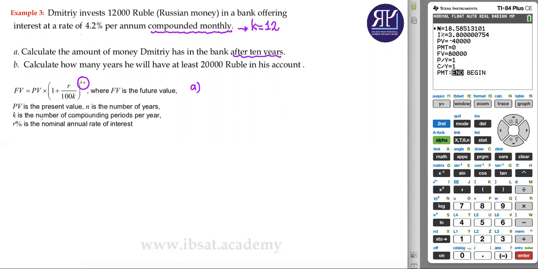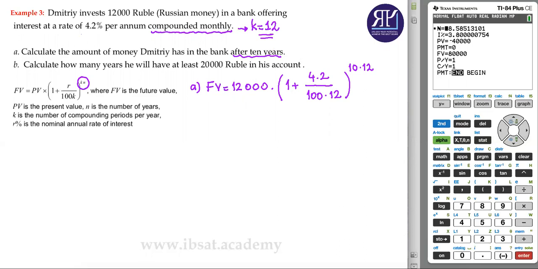Let us replace the formula here. We will find the future value. Present value is 12,000 multiplied by 1 plus r, given 4.2, we write here without changing it. But this time, in the denominator, we will write 100 times 12, because k is 12 here. Over how many years? After 10 years we will find the money. We write here 10, but don't forget to write the 12 here, because 12 times in a year it was compounded.